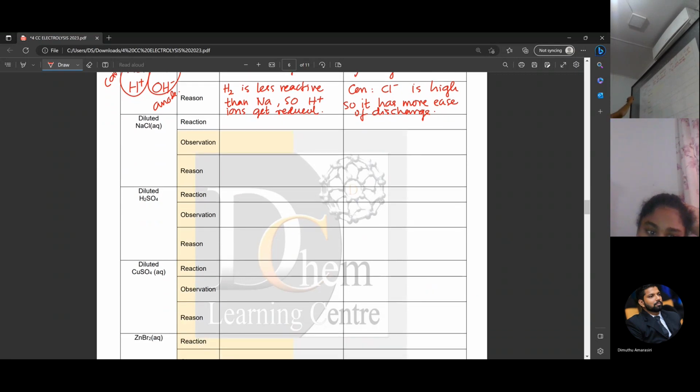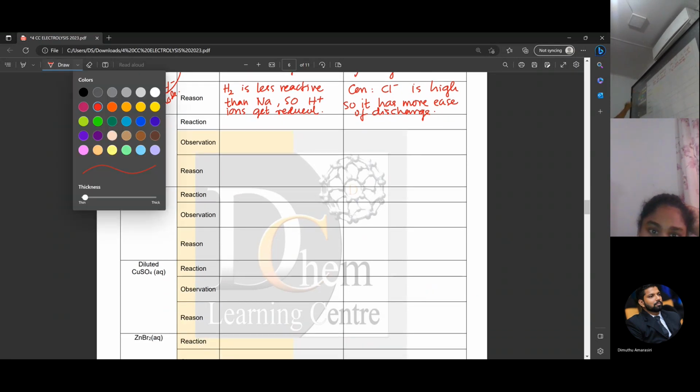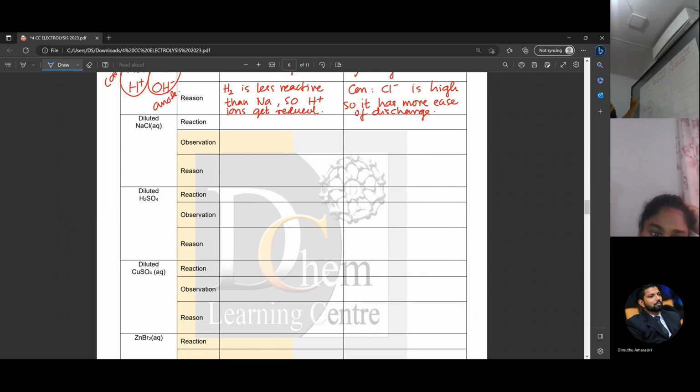Okay, so diluted sodium chloride means you have sodium ions and chloride ions. Aqueous means H plus ions and OH minus ions. Right? And now you have these two. Make a pattern. Any child can write this, no? The cathode reaction. Why? The rule is less reactive. The ion of the less reactive element will discharge.